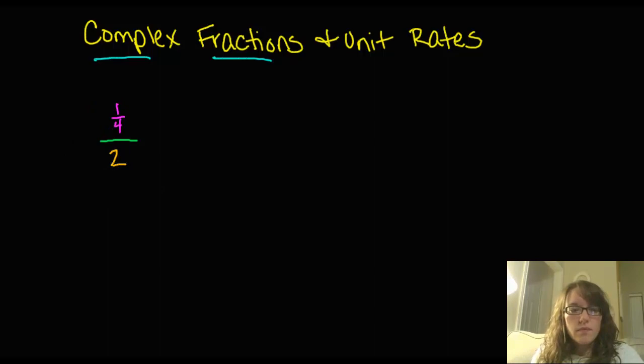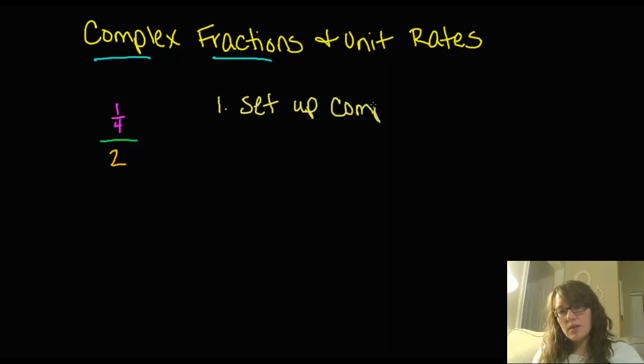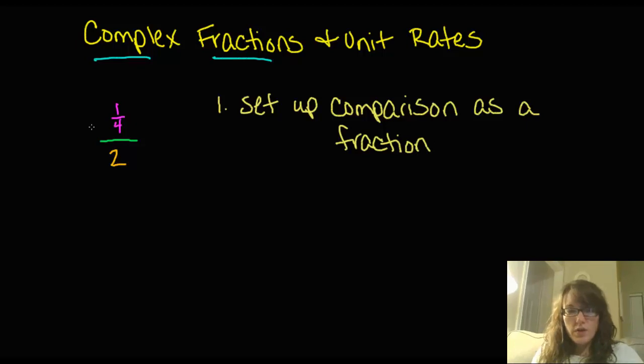So, what you do, your step 1 is to set it up like this. It's already set up, so you can move on. But let's write that down. Step 1, set up comparison as a fraction. So this could be like 1/4 of a lap every 2 minutes, if you're walking.